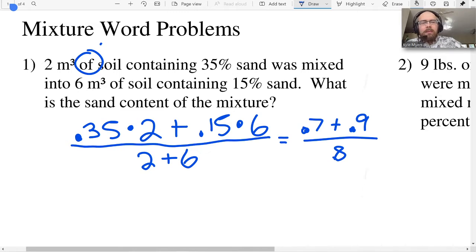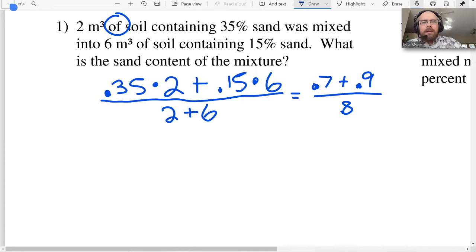And then once we get that, let's see if I can move this down a little bit here. 0.7 plus 0.9. 7 plus 9 is 16, so this would be 1.6 divided by 8. 16 divided by 8 is 2, so this would be 0.2 or 20%.